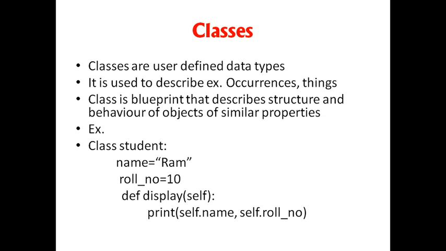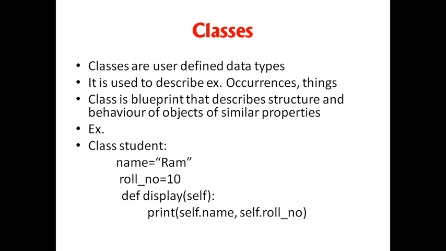Class, actually there are various data types we have gone through, that is string, number, in number also we have seen float, integer, complex. There are various classes, tuple, dictionary, list. Like that, class is also one user defined data type. It is used to describe different occurrences, things, and in short, class is the blueprint that describes structure and behavior of the object of similar properties.